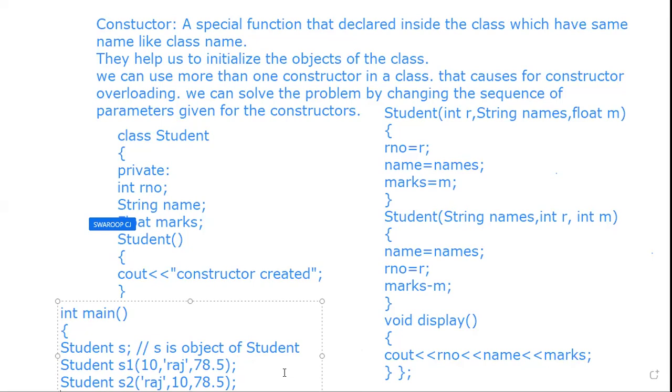So what do I have to do here? I have to write one more statement here. What is the object name? S1 dot display. That's it, S1 dot display. And finally, I will close the main.